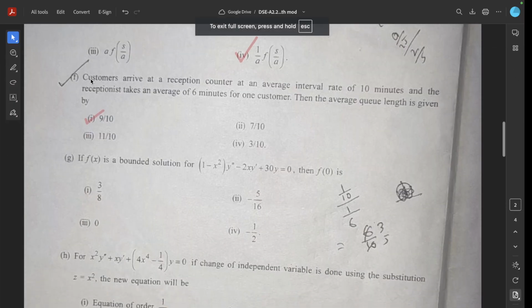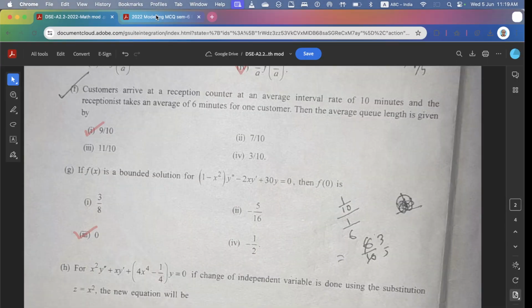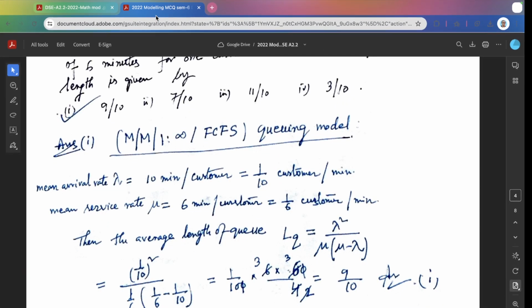Next question 1G. If f(x) is a bounded solution for (1 minus x squared) y double dash minus 2x y dash plus 30y equal to 0, then what is f(0)? Actually, the value of f(0) is 0, option 3. Y double dash means d2y/dx squared, and y dash is dy/dx. Solution for 1G.